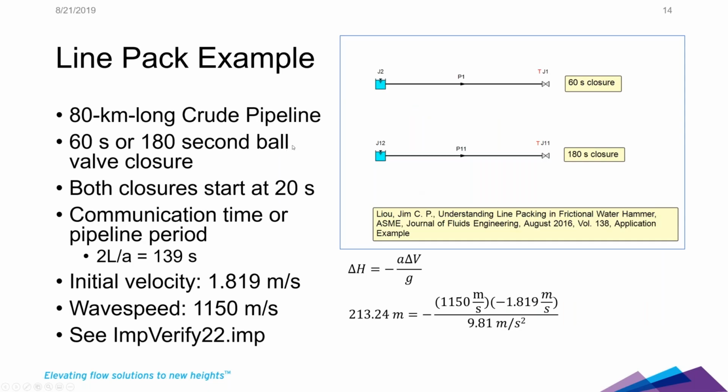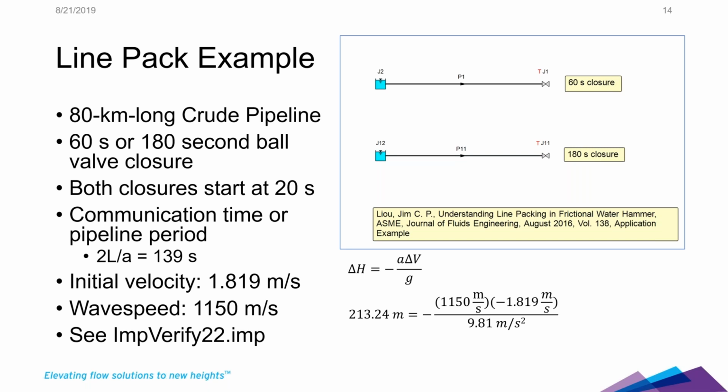Line pack example. This is from Lou's paper, Jim Lou. I've attended a couple of his courses. I've met him in France at a pressure surge conference. Good guy. This is an 80-kilometer long crude pipeline. We're looking at a 60-second ball valve closure, or a 180-second closure, full ported ball valve. In the example, both closures start 20 seconds into the simulation. The communication time or pipeline period is 139 seconds.